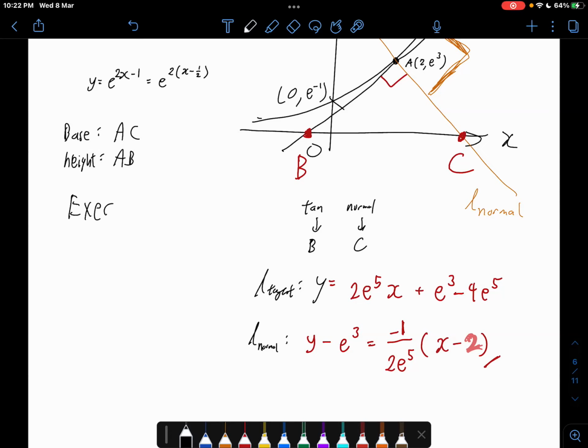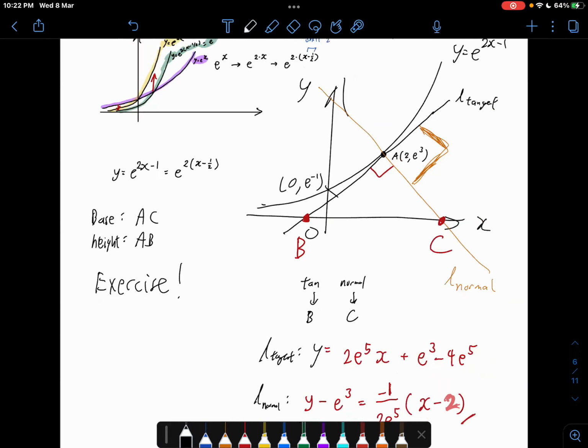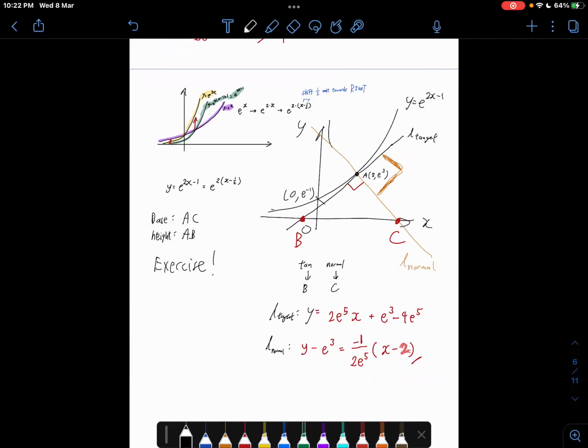You try yourself. Let me mark your work. I will check it for you if you try. Yes, correct. Just use the distance formula to find AC, the distance formula to find AB, then half times AB times AC. But you need to find the coordinates of B and C first.